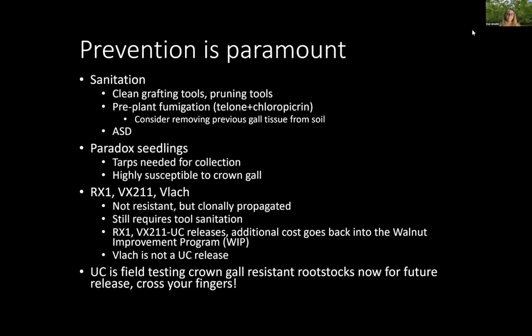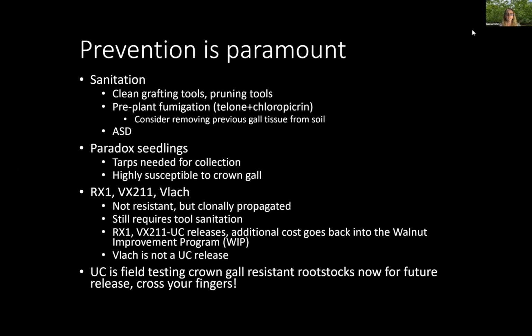This is a process in itself that you could spend another 30 minutes talking about, but basically we're talking about using rice bran and water and heat to allow for microorganisms to break down that carbon source, and that effect actually penetrates deeper than fumigation. So research is sort of moving towards, how can we make this affordable and economical and able for growers to adopt. Paradox seedlings are highly susceptible to crown gall.